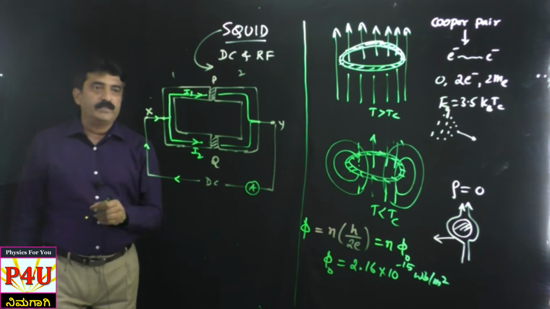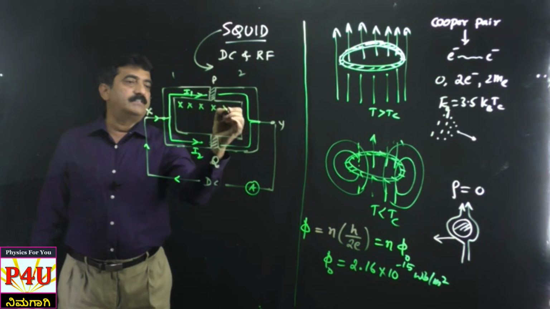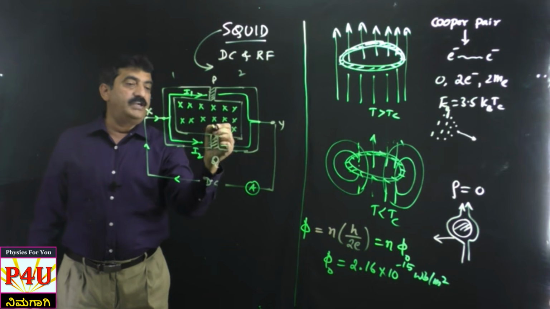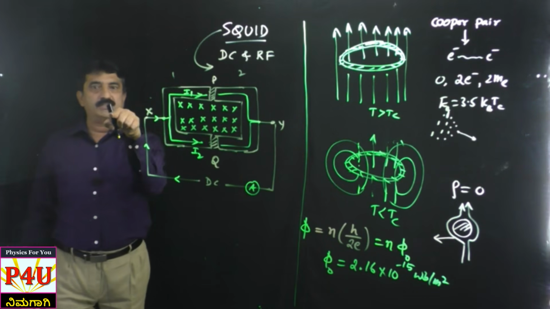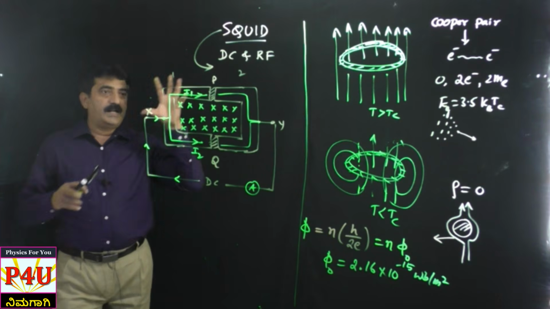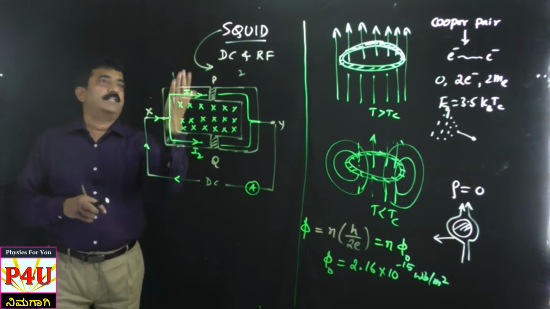Now apply the magnetic field. The cross mark represents magnetic field applied perpendicular to the board. This you already studied in PUC, the symbol meaning you know. Cross mark is something which is towards the board, dot mark is something which is away from the board. So this whole arrangement I am applying the magnetic field. This arrangement is nothing but SQUID.